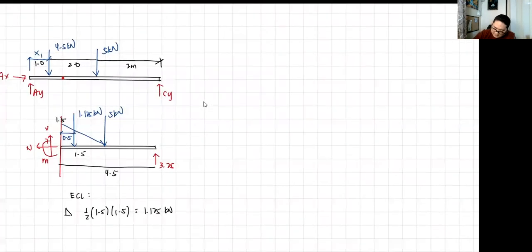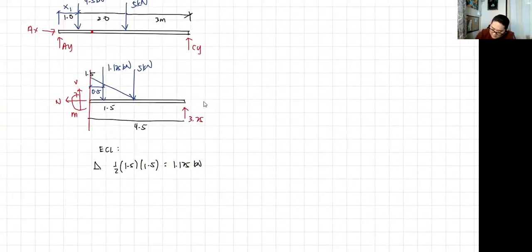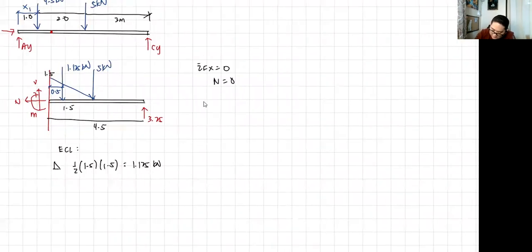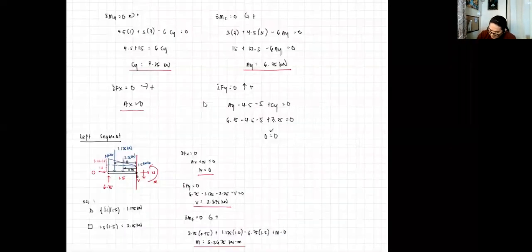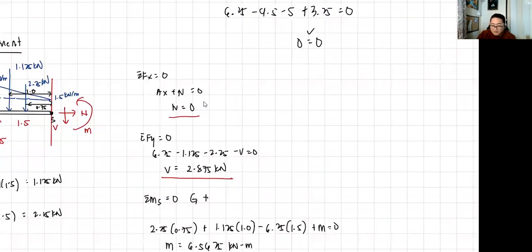Okay, so let's do yung ating internal forces. So summation of Fx equals to 0 and N is equals to 0 because there's no other force, horizontal force. Summation of Fy is equals to 0, taking upward as positive. So we have V minus 1.125 minus 5 plus 3.25 is equals to 0. So that will net with 1.125 minus 5 plus 3.25. So 2.875 transpose natin para maging positive kilonewton. Let's check kung the same siya. Okay? 2.875, 2.875. So the same, no?